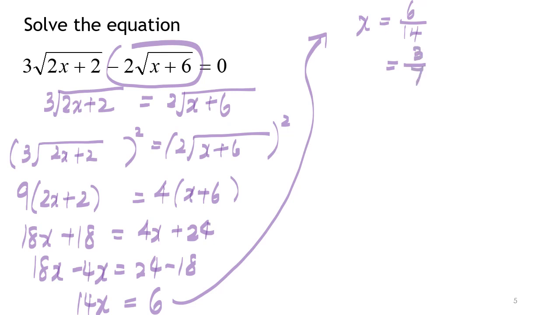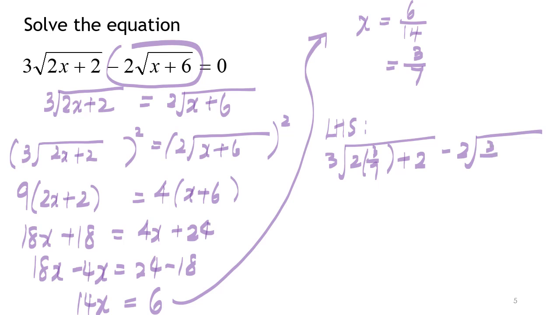All right, so let's check if this is the answer. Sometimes the equation is such that you may not get any answer that satisfies the equation. That means the equation itself is erroneous. So we have to check if x equals 3 over 7 satisfies the equation. Let's check by starting with the left hand side. Do not assume that just because you get an answer, that is the answer. No, you still have to check if it satisfies the equation.